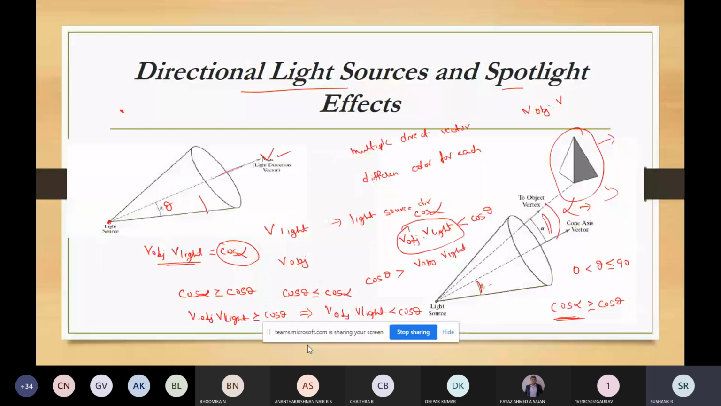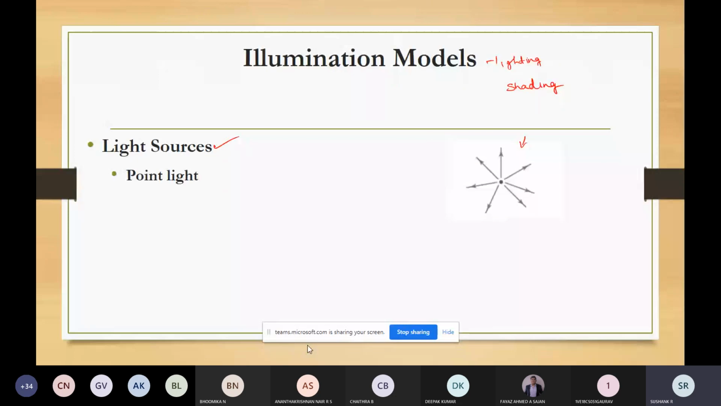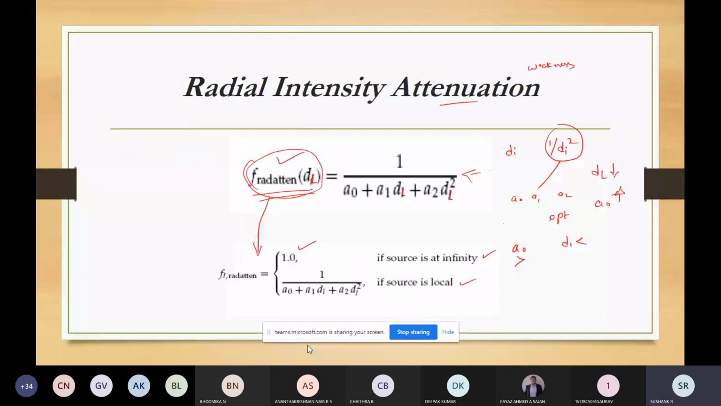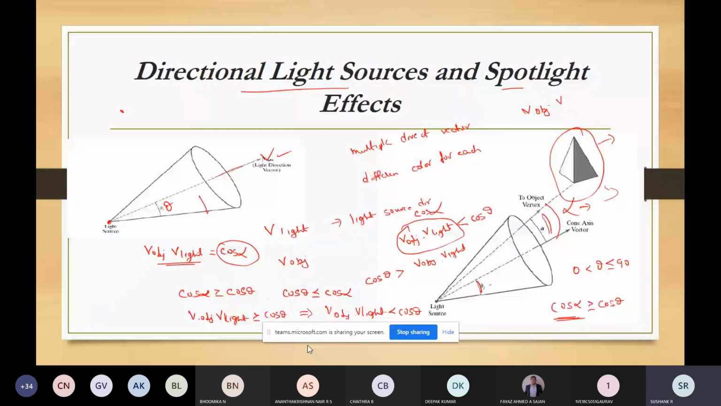In this class, we have studied four things: illumination model, light sources, point light and light from different sources, radial intensity attenuation, directional light sources, and spotlight. Any doubts here? So this condition should be known, where the value of cos alpha should be greater than cos theta for the object to be visible.